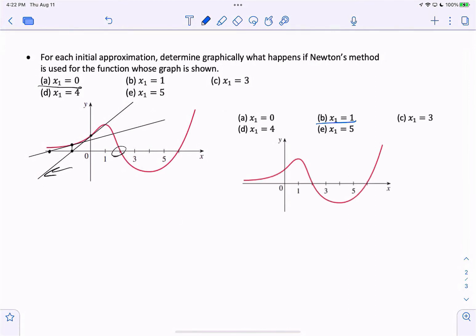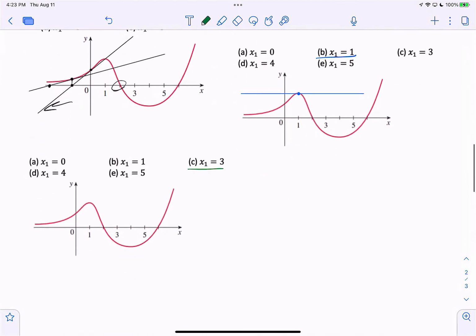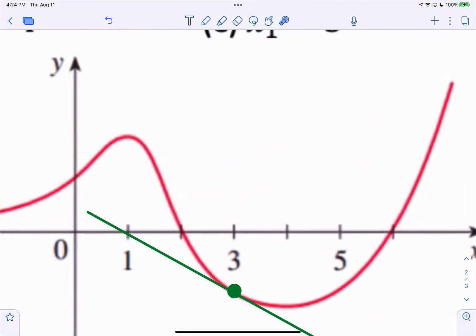I've got a clean copy of the picture here now, and suppose we start with x1 is equal to 1. We have a point on the curve, but the tangent line is horizontal. We're done. Starting again, suppose we start with x1 is equal to 3. Associated with that point on the curve is a tangent line. That tangent line has an x-intercept that is either 1 or just to the left of 1. Let's suppose it's just to the left of 1.